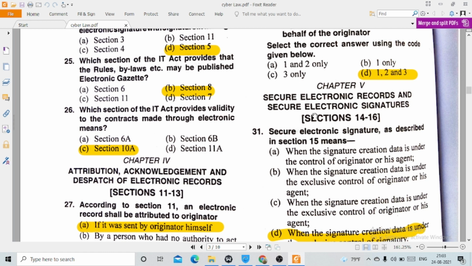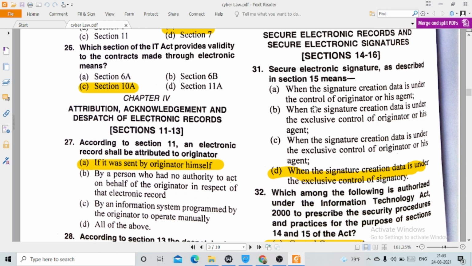So let me tell you people, these questions are very important. So I would suggest you to go through the questions again and again, because these questions are based on sections of the Act. So you need to memorize all the sections and their provisions very carefully.